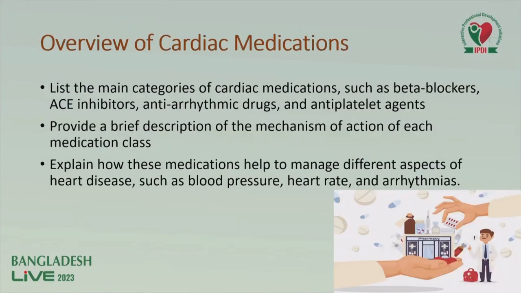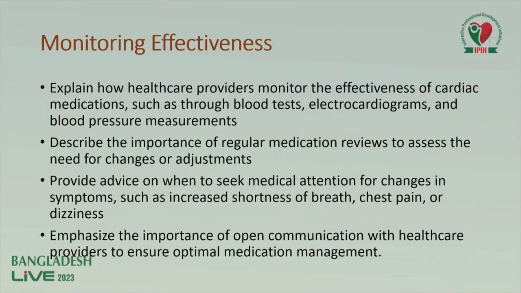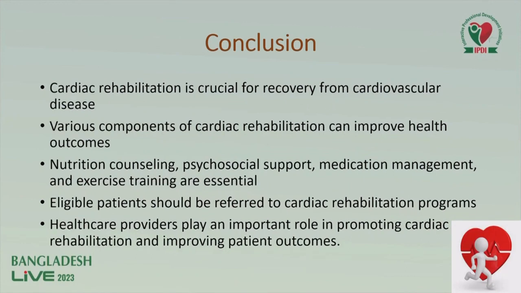Regarding cardiac medication management, here is a list of the main categories of cardiac medications, such as beta blockers, ACE inhibitors, antiarrhythmic drugs, and antiplatelet agents. There should be a brief description of the mechanism of action of each medication class, explaining how these medications help to manage different aspects of heart disease such as blood pressure, heart rate, and arrhythmia. We have to provide counseling for adherence and potential side effects of the drugs, and we are also monitoring the effectiveness.